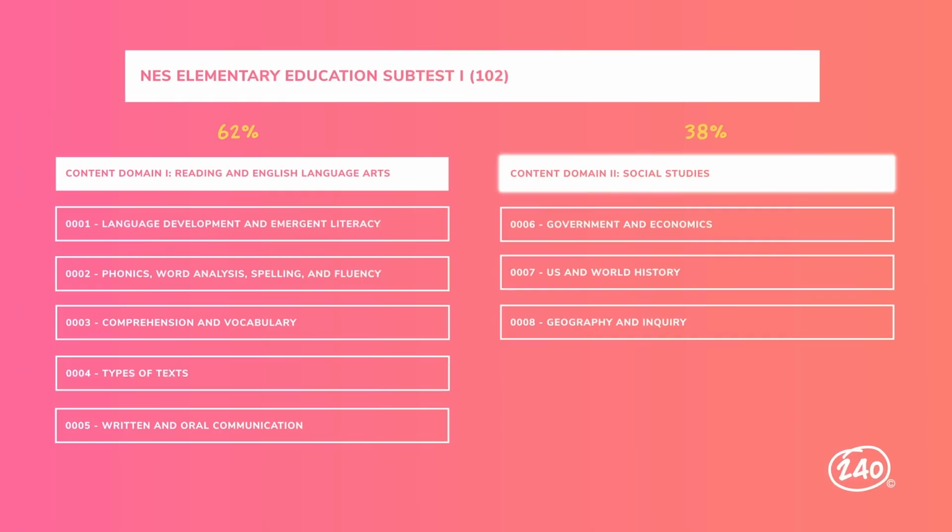So let's shift gears from language arts to social studies. The first competency in the social studies domain covers government and economics. Whoa, those are definitely 2 big important pieces of the social studies pie. Now, while I can't cover every concept of government and economics, I'm going to zoom in on one that's going to be essential for you to know for your exam.